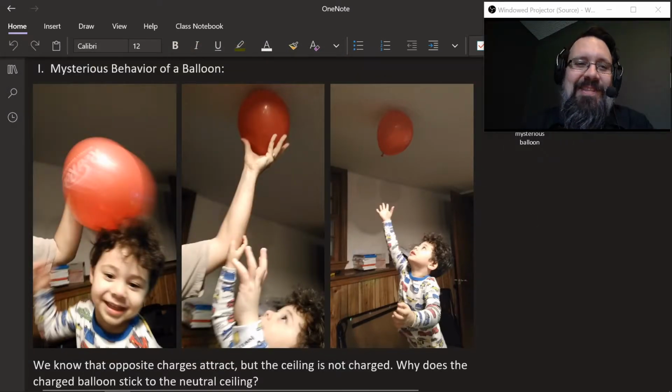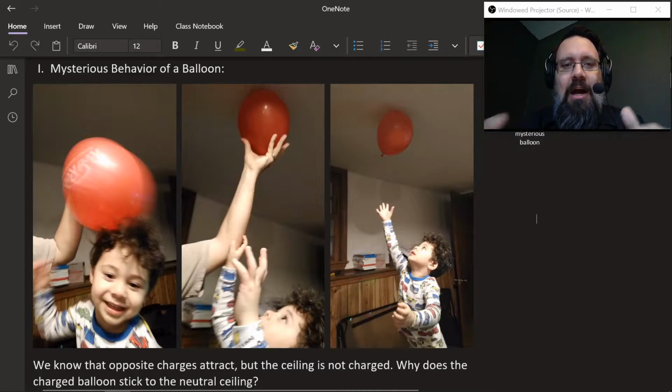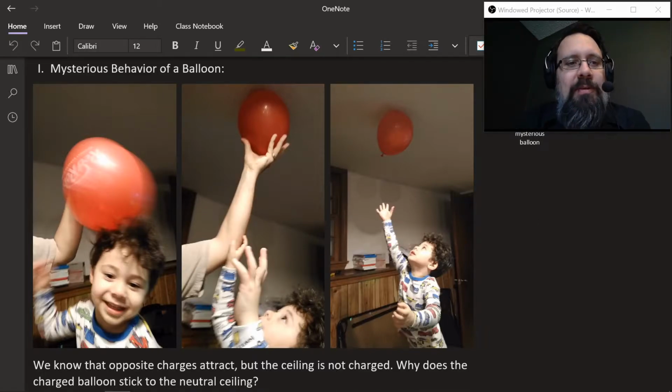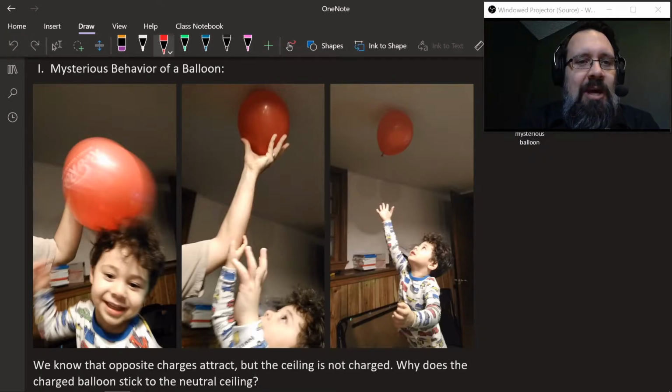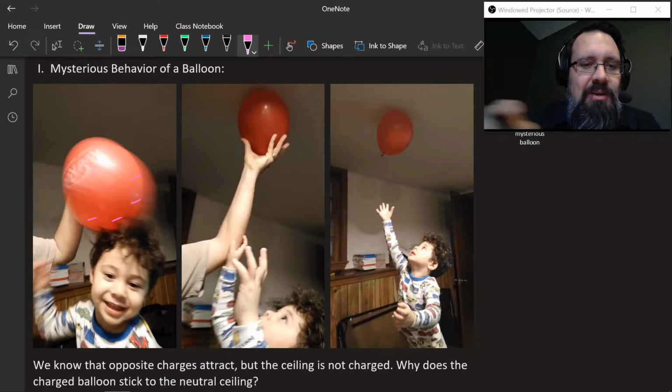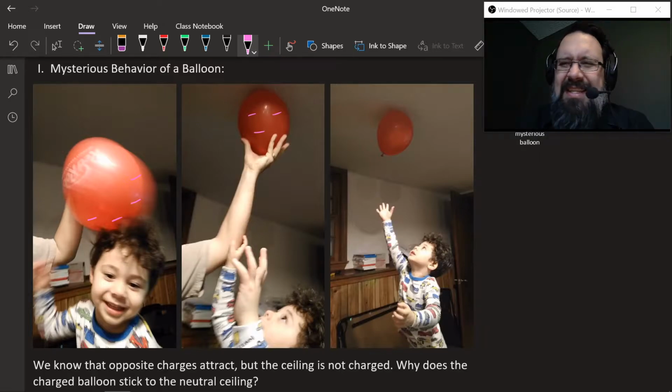Okay, so the mysterious behavior of the balloon is that it's sticking to the ceiling. This is really weird because what we learned was that opposite charges attract. But in this situation, only the balloon is charged. So when the balloon is rubbed against the hair, the balloon picks up, let's say, a negative charge. And then if we bring the negatively charged balloon up to the ceiling, it sticks to it. How is that happening? Why would a charged object be attracting an object that's not charged? So why does the charged balloon stick to the neutral ceiling?